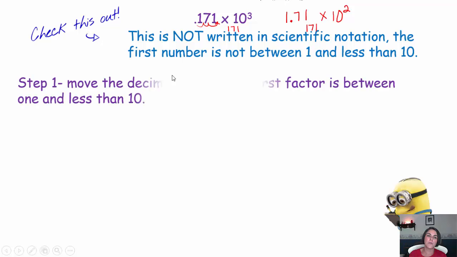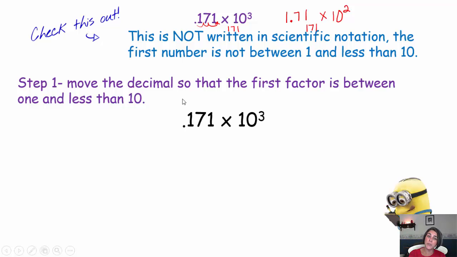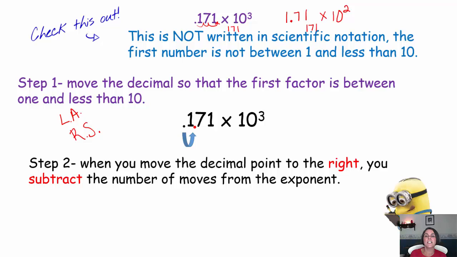So let's give you a strategy for this one. Step 1, move the decimal point so that the first factor is between 1 and less than 10. So instead of 0.171, you'd need to move that decimal point one place to the right. When we went to the left, we had to add, you'll remember from the last screen, left add, LA. Well, guess what? Going right, instead of adding, we're going to need to subtract. When we move the decimal point to the right, you need to subtract the number of moves from the exponent.